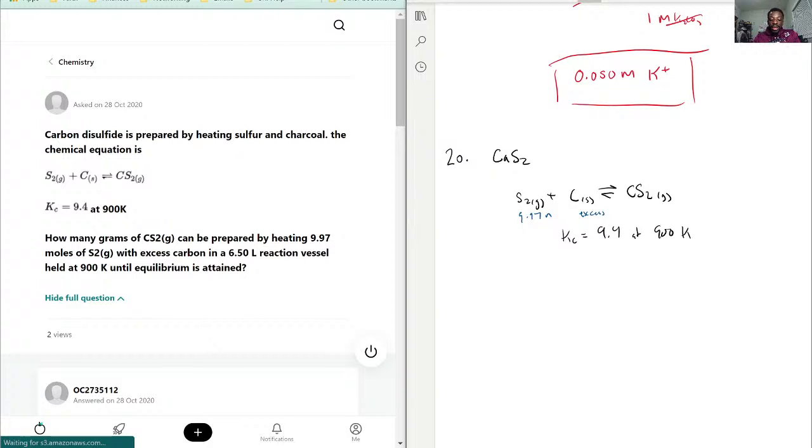So it's met its requirements. It's at 900 Kelvin, so that's perfect. In a sense, we want to see how many moles are produced to get that much gas here.